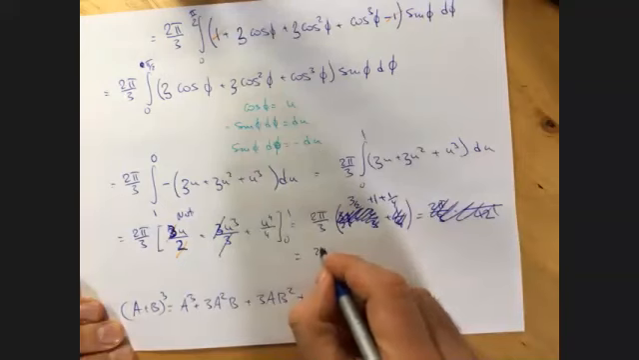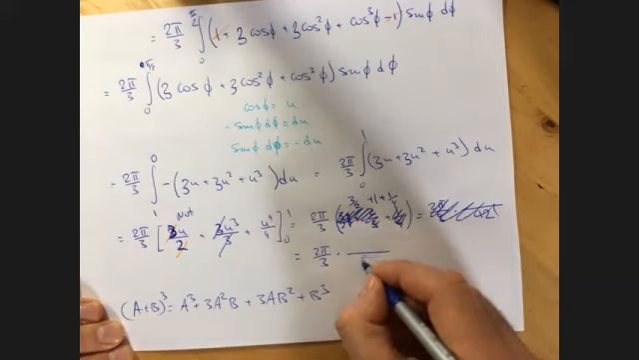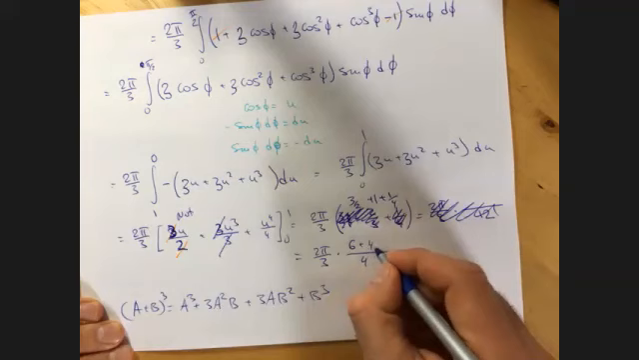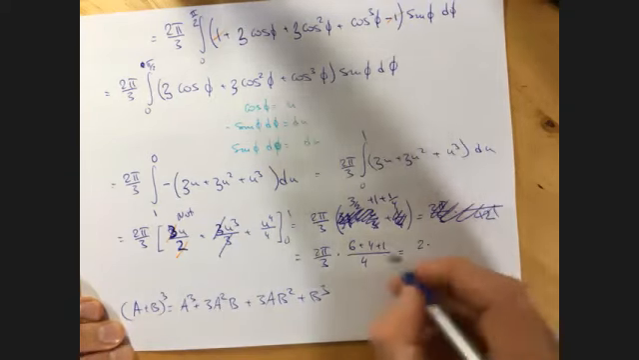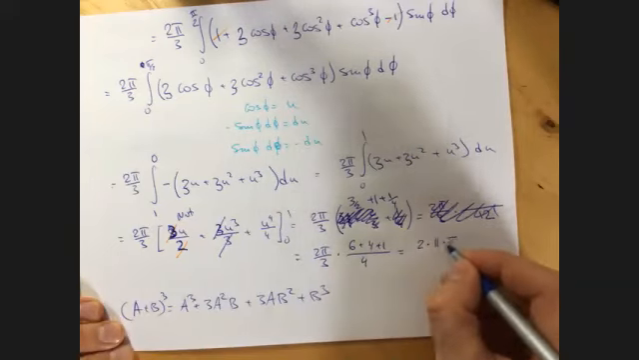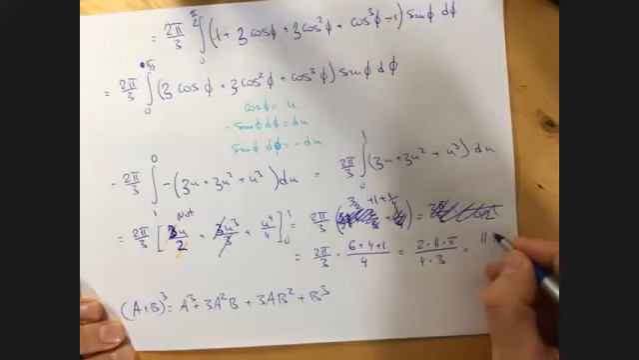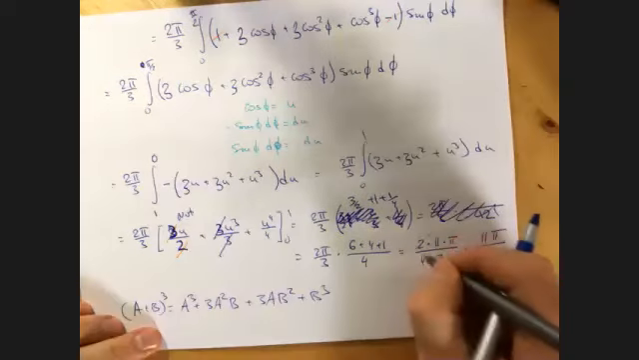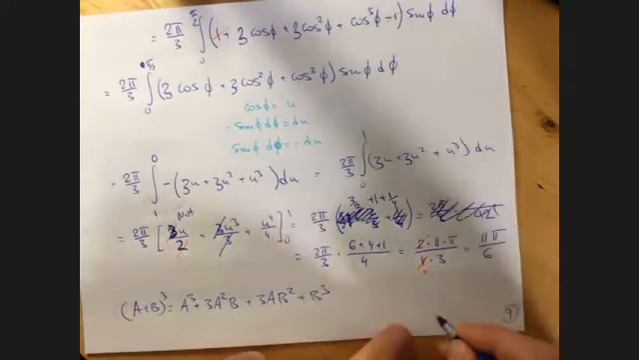And that's 2 pi over 3 times 4. Okay, 2 times 3 is 6 plus 4 plus 1. And that's 2 times 11 times pi over 4 times 3. Or finally, that's 11 pi over 6, because I cancel this and this. And we are done.